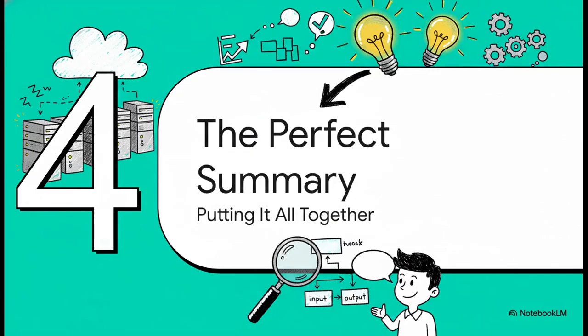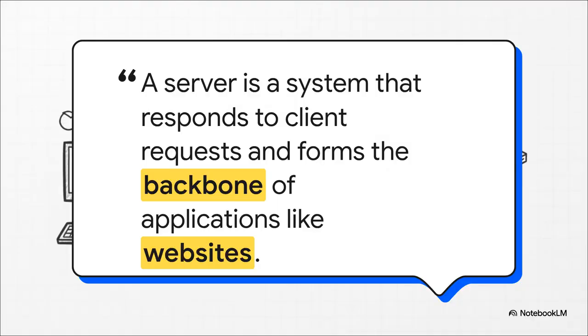So, after all that, what's the perfect way to sum it all up? If you need a single, polished definition that captures the whole picture, here it is. So, to put it all together, a server is a system that responds to client requests and pretty much forms the backbone of every app you use. It's this always-on, multi-user powerhouse that stores, processes, and delivers the entire digital world right to our fingertips.